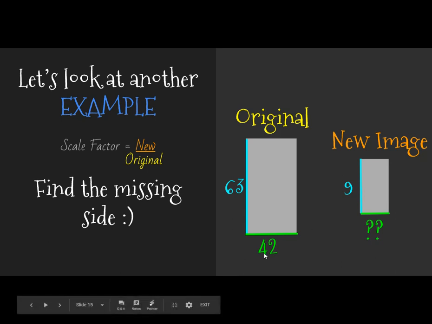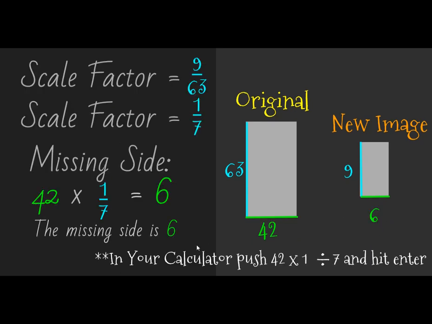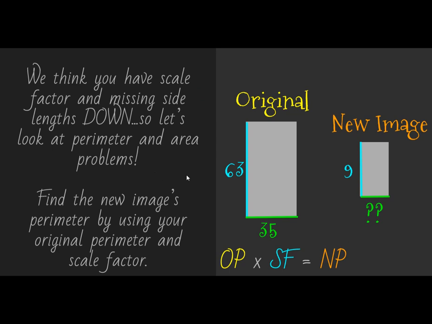This is 1/7. Now that I know that's my scale factor, I'm going to multiply this 42 times 1/7, which is kind of like dividing it by 7, to get my missing side length. So let's take a look. My image divided by my original, 9 divided by 63, gives me 1/7, and 42 times 1/7 is 6. So if you are using your calculator on this one, you would do 42 times 1 divided by 7. So I think you have scale factor and missing side lengths down.